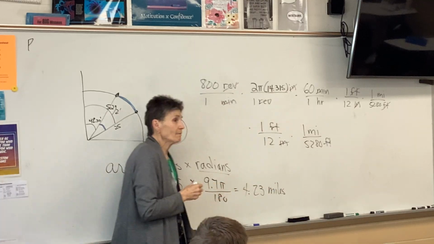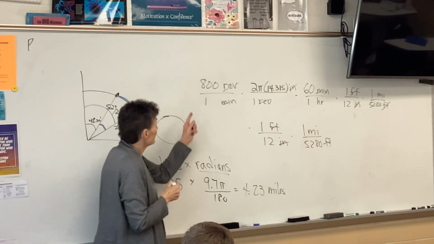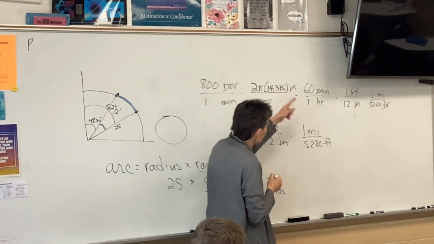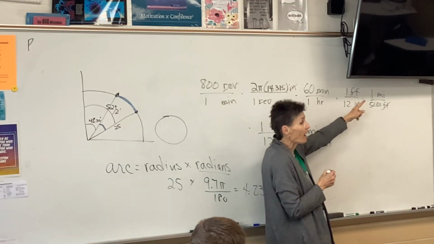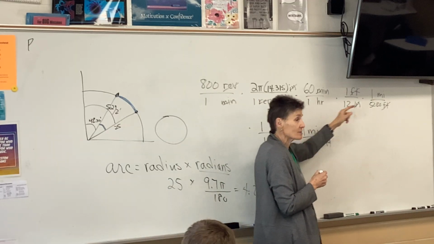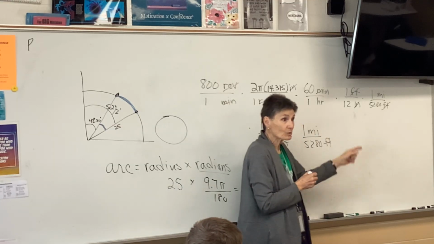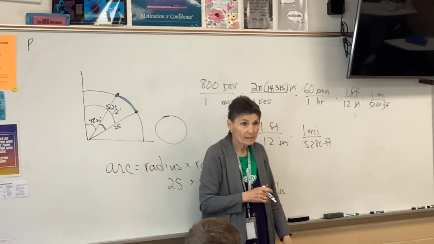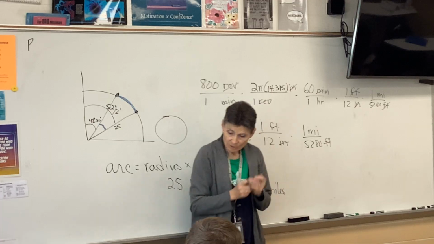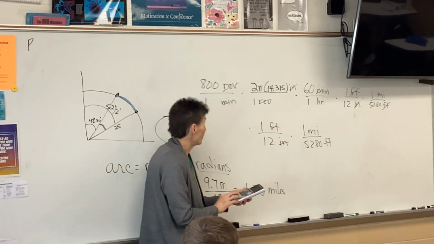So look what we're left with after we did all that. There's a lot here, but the unit that's left on top is miles, and the unit that's left on the bottom is hours, which is exactly what we wanted. All right, so let's see how fast we're going.